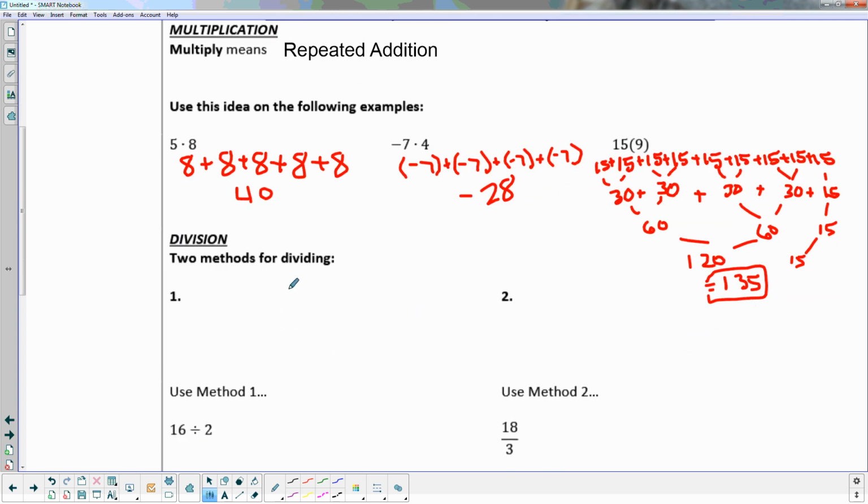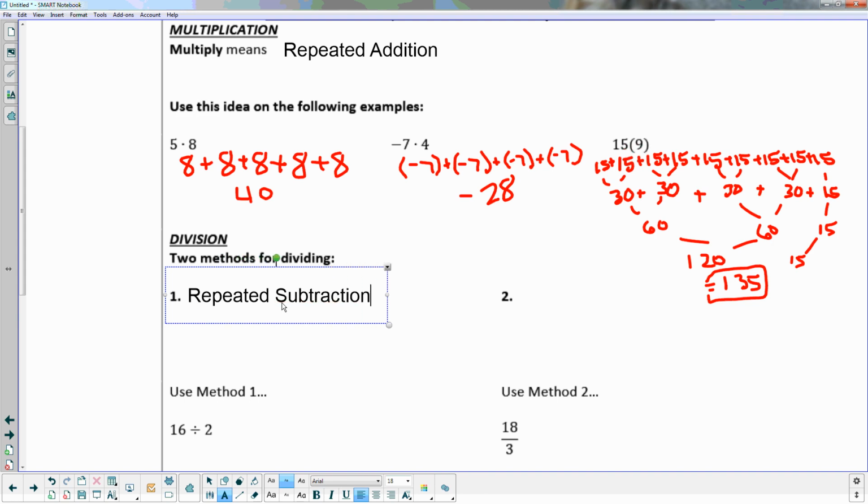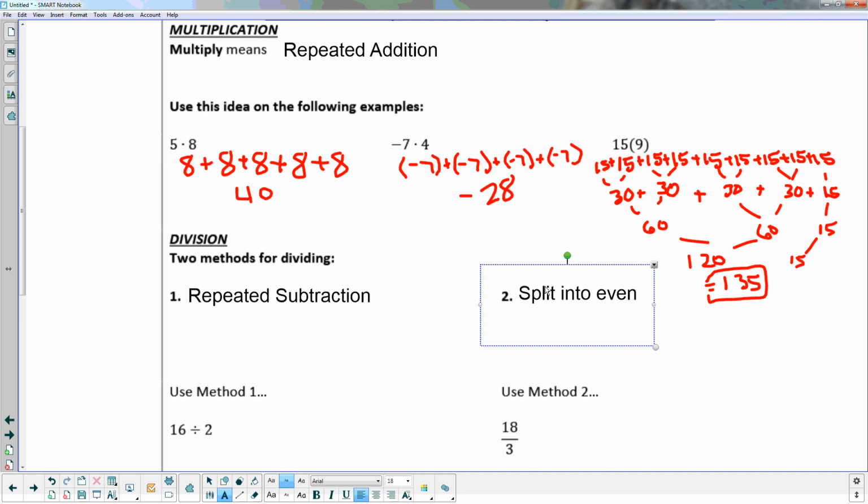Okay. Next, we have two methods for dividing. I consider there to be a lot of methods for dividing, but the two that we're going to talk about: the first one is repeated subtraction, and the second one is going to be split into even groups.